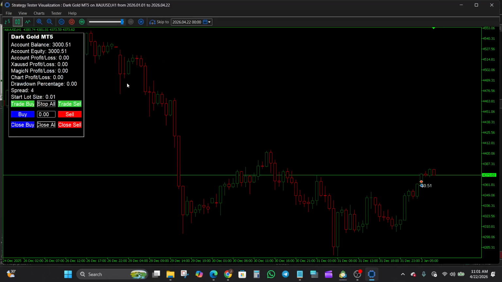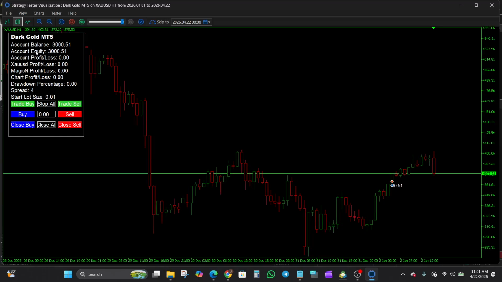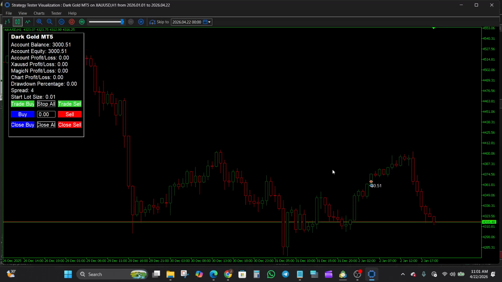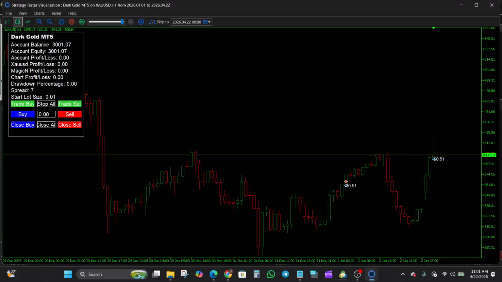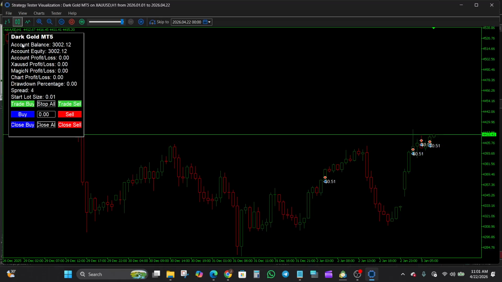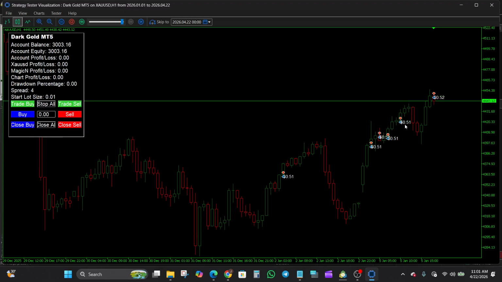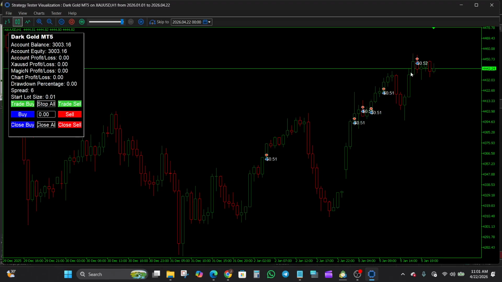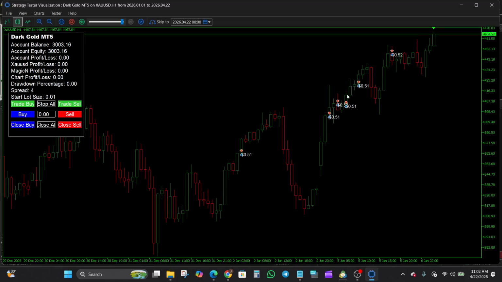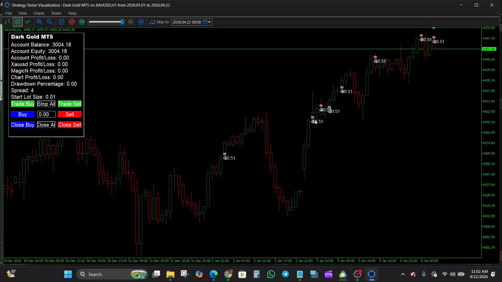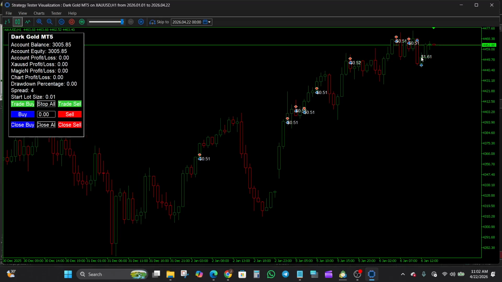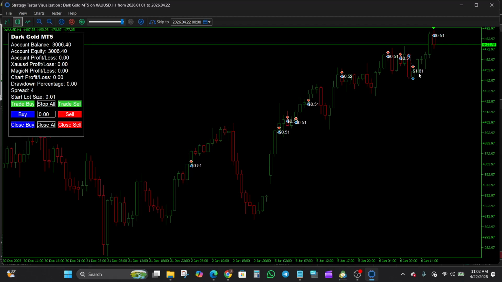Okay, so we can see the dark gold dashboard being displayed here alongside trades being opened and closed. We can see the trade history being printed on the chart, right? The trade history showing alongside profits that have been made, right?